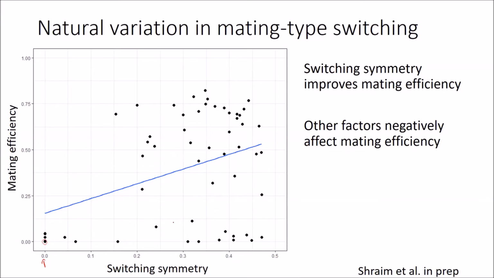We do see that there's quite a large number of strains that are very poorly mating, even though they are homothallic, and it's not really clear why this is the case. It seems to be many other factors involved here. Maybe they can't germinate well. Maybe they're not mating very efficiently for other reasons.